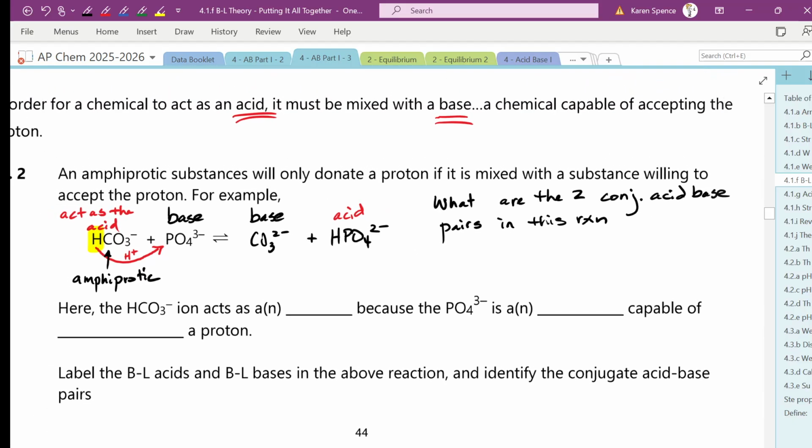What are the two conjugate acid-base pairs in this reaction? And if you don't know, go find someone who does.